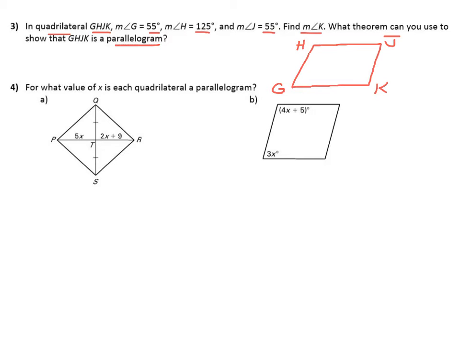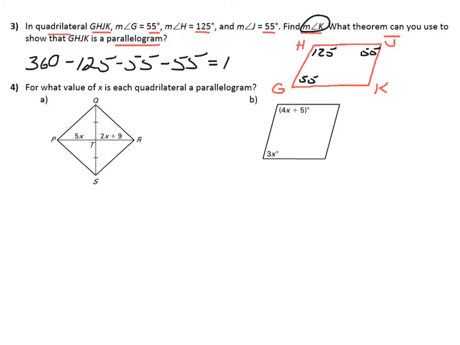So we have G is 55, H is 125, J is 55, and I want to solve for K. Remember that a parallelogram, all those interior angles have to add up to 360 degrees. All right, whether it's a parallelogram or any quadrilateral, doesn't really matter. So I'm going to subtract all the angle measures that I do have and see what's left over for K. So it looks like K is 125 degrees.